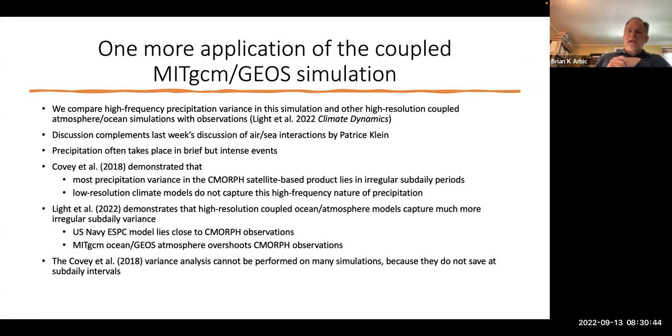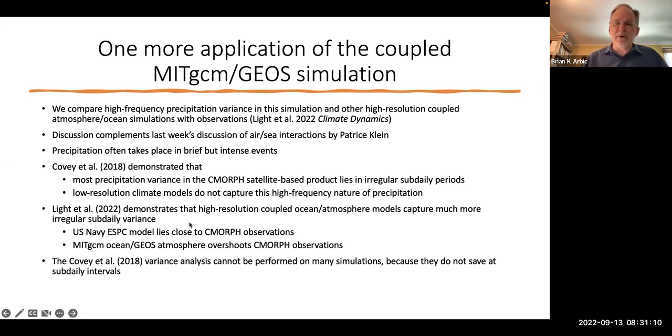Okay, sorry to shift gears again, but for my last 3 slides, I want to talk about another application of the coupled MIT GCM GEOS simulation. It may seem not exactly Odyssey relevant, but it does have to do with air-sea interactions. Patrice Klein last week gave a super discussion of air-sea interactions, which is a goal of SWOT and Odyssey.